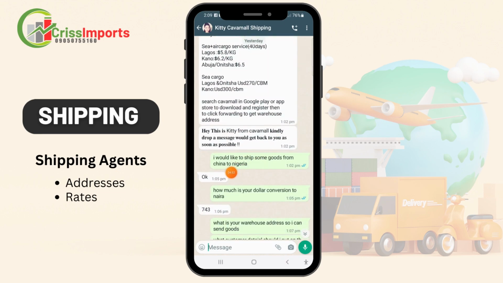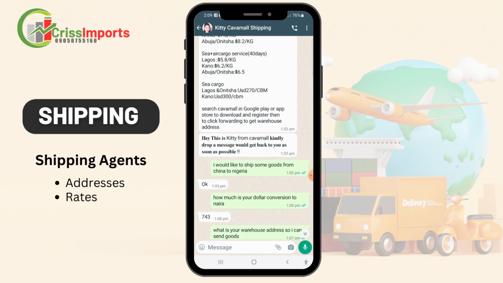So this is the first question. I would like to ship some goods from China to Nigeria. How much is your dollar conversion rate? Very important. She will tell you 740. So they are using 743 for their dollar conversion rate to Naira. You can ask them if you're not in Nigeria, if you're in Ghana or anywhere else. Ask them their current conversion rate to your country's currency so that you'll be able to convert.